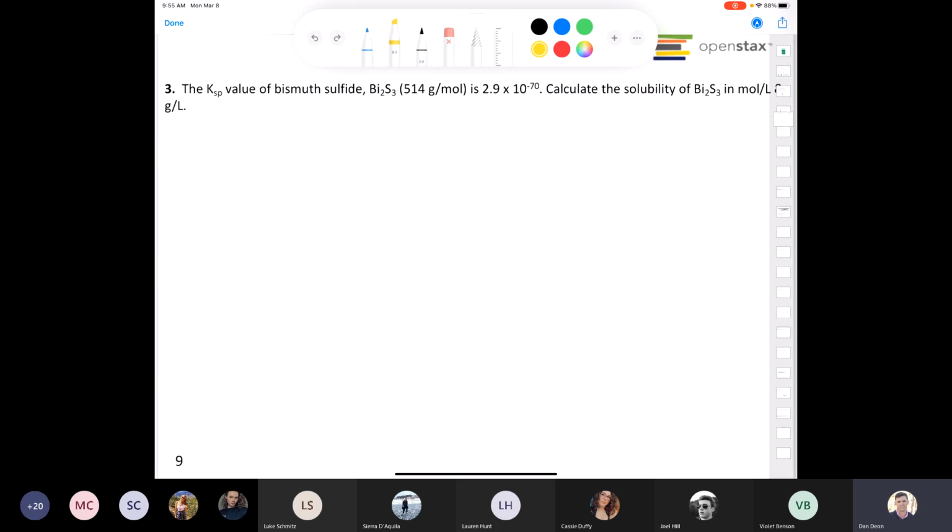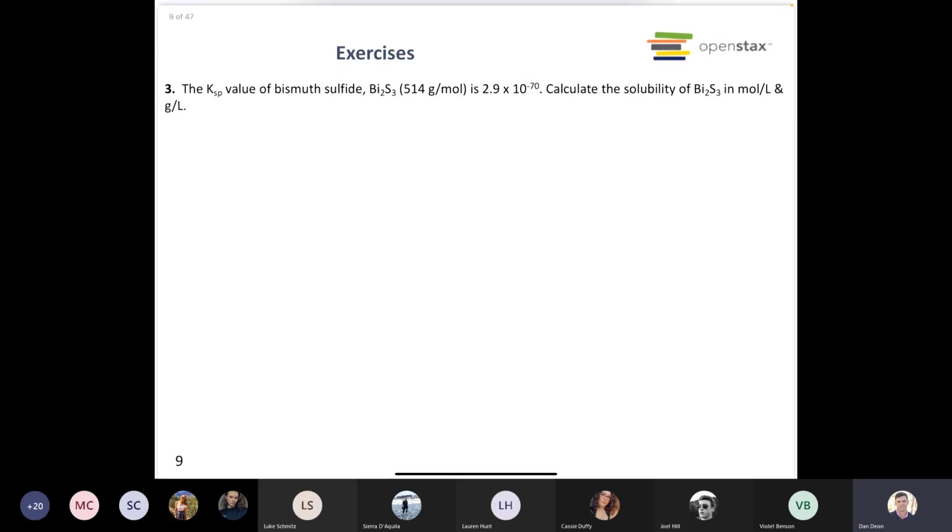All right, it says here that the Ksp value of bismuth sulfide, and they give you a molar mass, is 2.9 times 10 to the negative 70. Ay, ay, ay, is that insoluble or what? That's like brick dust, you know? It's not very soluble. Calculate the solubility of bismuth sulfide in moles per liter and grams per liter. So this is essentially the molar solubility that we're looking for.